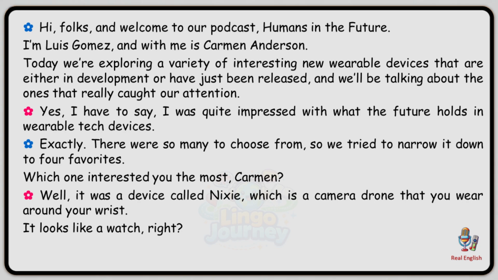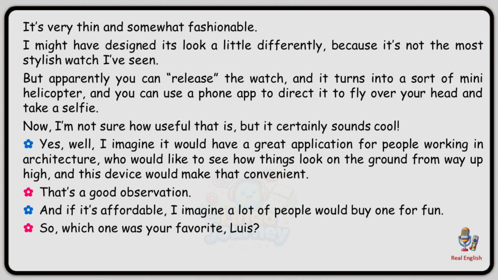Well, it was a device called Nixie, which is a camera drone that you wear around your wrist. It looks like a watch, right? It's very thin and somewhat fashionable. I might have designed its look a little differently because it's not the most stylish watch I've seen. But apparently you can release the watch and it turns into a sort of mini helicopter, and you can use a phone app to direct it to fly over your head and take a selfie. Now, I'm not sure how useful that is, but it certainly sounds cool.